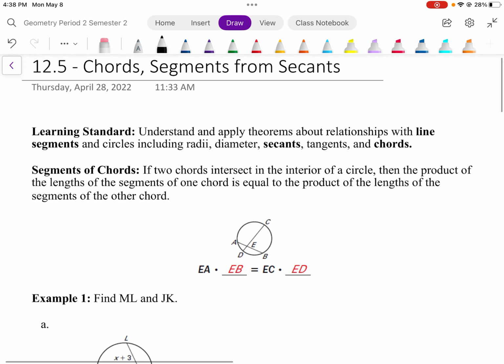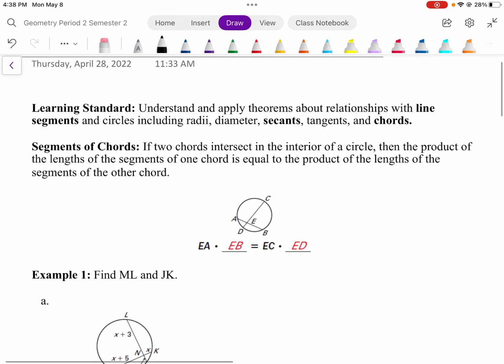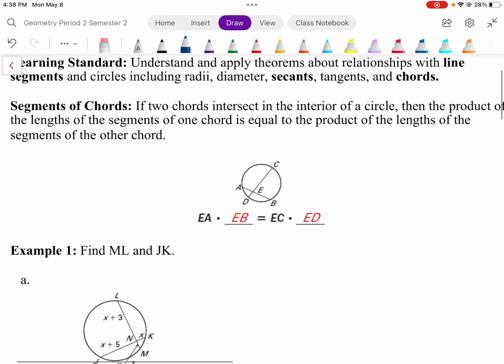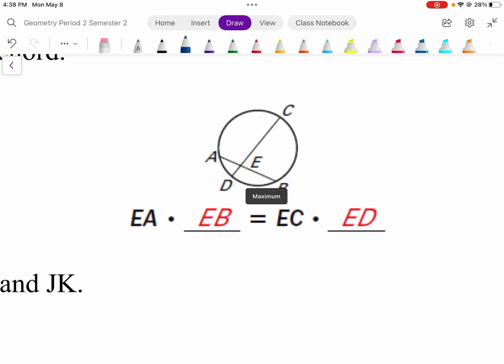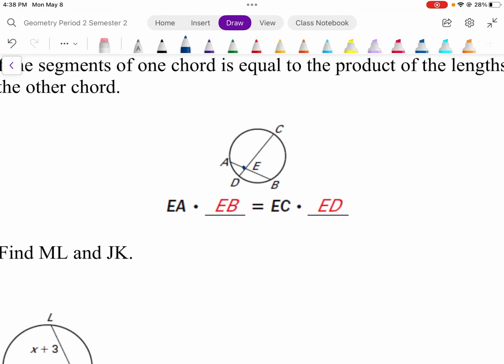For 12.5, we're going to work with chords, segments, and secants in a circle. So the first part, we're going to talk about segments of chords. So if we have two chords that intersect inside of a circle, and remember, chords stop at the edge of the circle. They don't continue on outside of the circle.